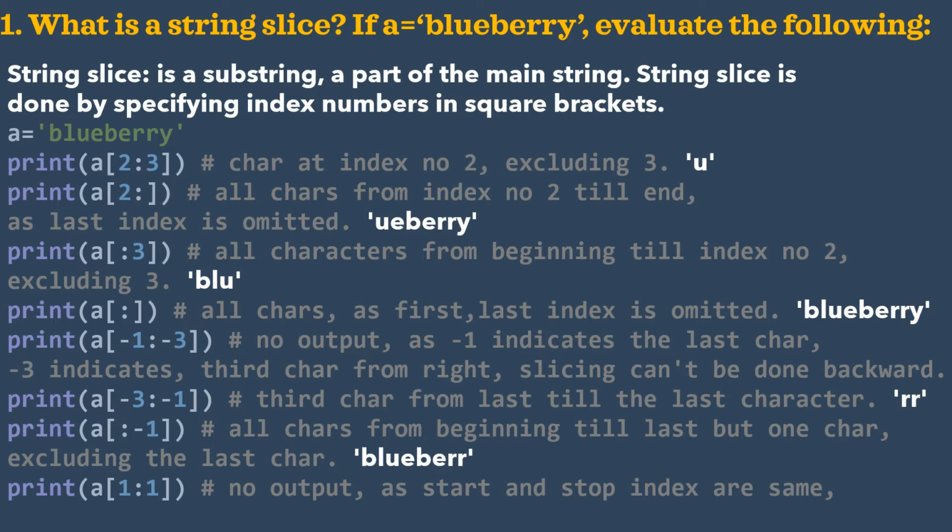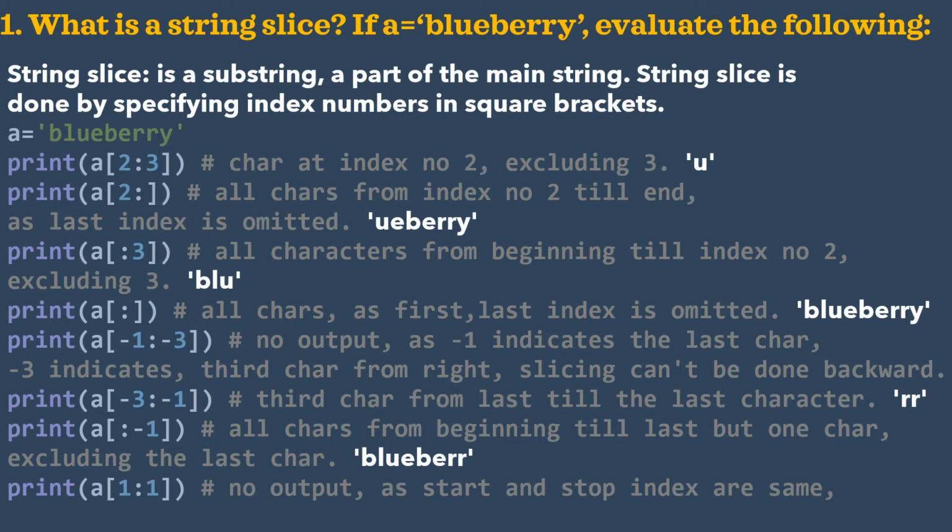Now, first of all, what is a string slice? It is a substring. That means the part of the main string. So string slice is done by specifying the index numbers in square brackets. Whatever is the range of index numbers specified in the square bracket, accordingly the substring will be collected from the string. So that is called string slicing. So here A is a string with value blueberry.